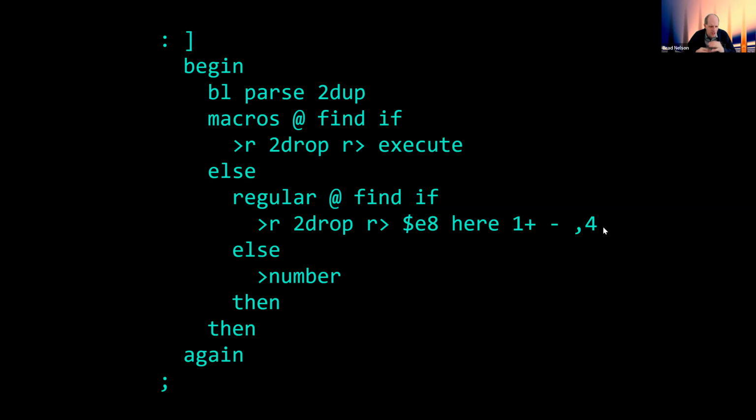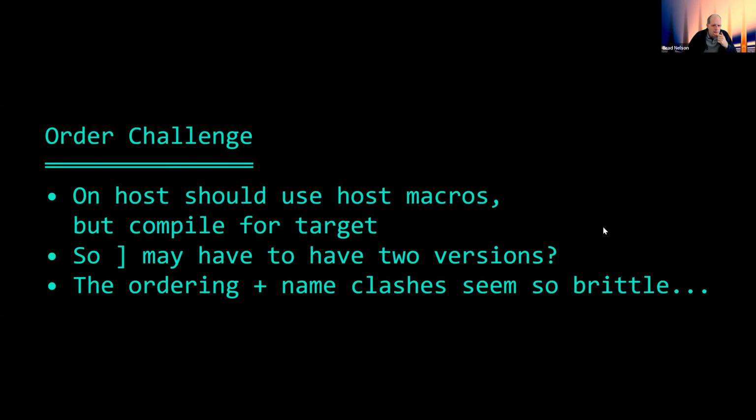And so this is the first spot I've hit where I'm feeling like I need to sort of bifurcate the word. And so I've struggled with this a little bit about the right approach to take here. This is sort of one of these ordering challenges. The host, you need to use host macros, but you want to compile for the target. Do I need two versions of bracket? So I struggle with this a little bit. And with the ordering and name clash, I'm starting to hit the moment where it feels brittle to me.